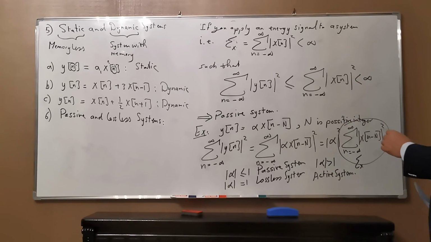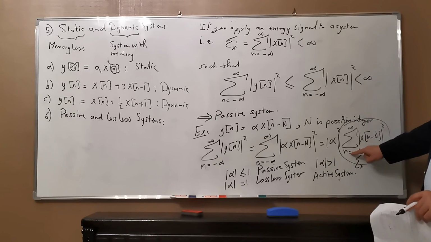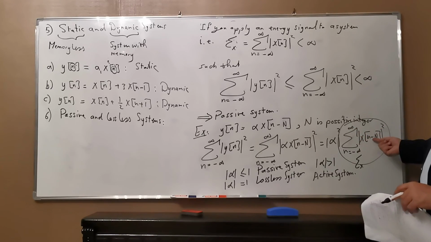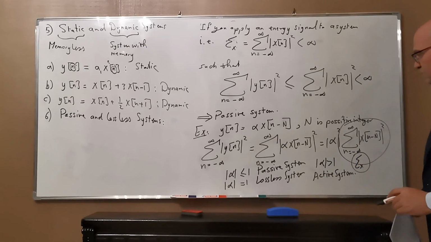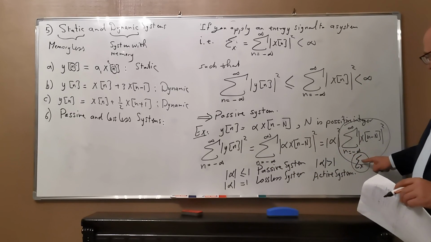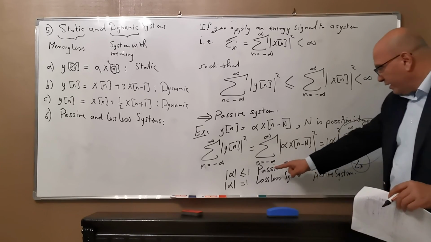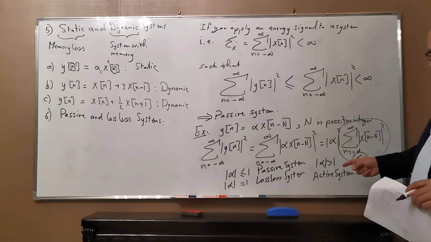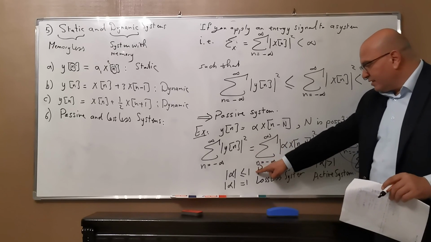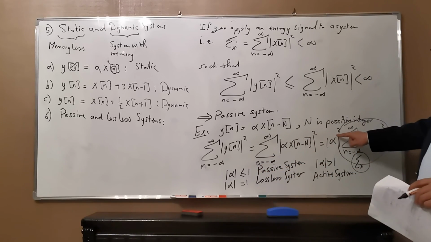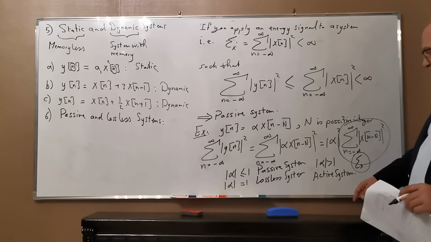Okay, so don't worry about the shift, x of n minus capital N, since you are summing the values from minus infinity to infinity, summing x of n or summing x of n minus capital N is the same. It's always the energy of x. So the energy of y will be exactly the same as the energy of x if the magnitude of alpha squared is equal to 1. So you have a lossless system. If the magnitude of alpha is less than 1, then its square is also less than 1, so you have a passive system. If the magnitude of alpha is greater than 1, then its square is also greater than 1, and we call it an active system.